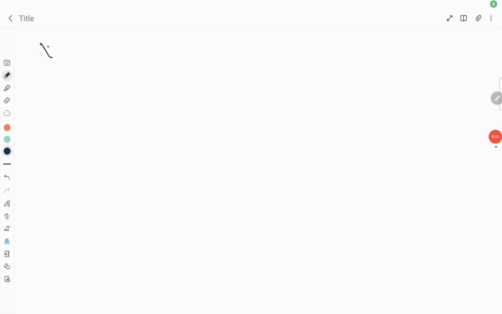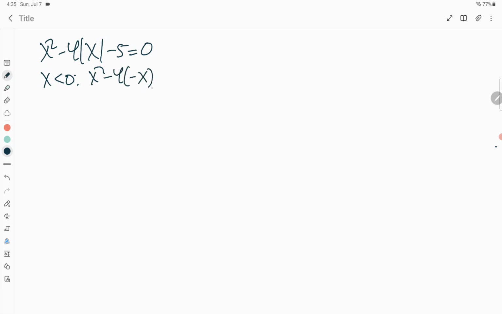The equation here: x squared minus 4 times the absolute value of x minus 5 equals 0. So first, for x less than 0, you're going to have x squared minus 4 times the negative of x. So you drop the bars, you put negative x. That's how you take the absolute value when x is less than 0. And then minus 5 equals 0. So that's going to give you x squared plus 4x minus 5 equals 0.